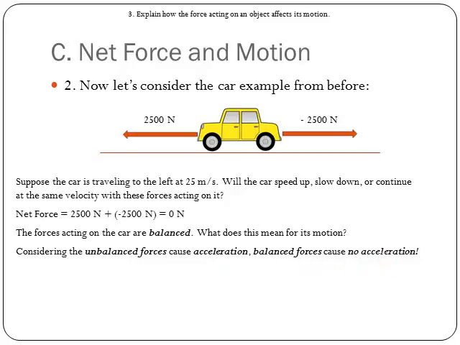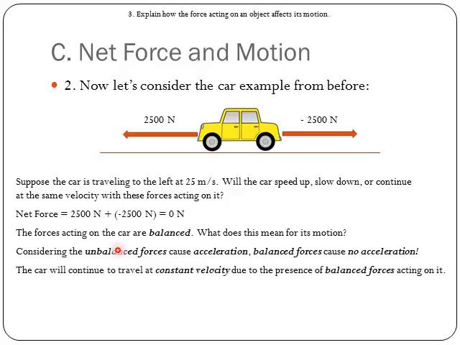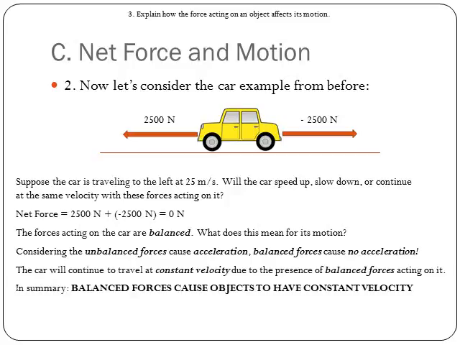Now, no acceleration, that just means we're going to have constant velocity. So, to answer the question, the car will continue to travel at constant velocity due to the presence of balanced forces acting on it. That is exactly what balanced forces do. They cause no change in velocity. There's no acceleration, so we have constant velocity. So, in summary, balanced forces cause objects to have constant velocity. In this case, that constant velocity is the 25 meters per second going to the left.